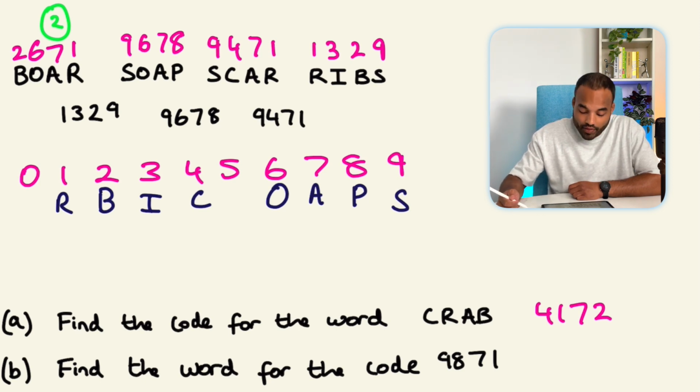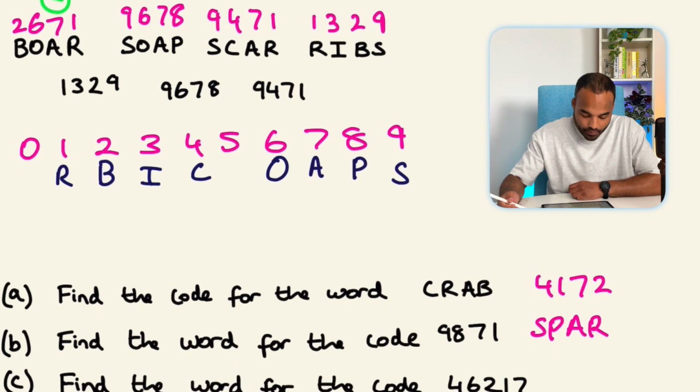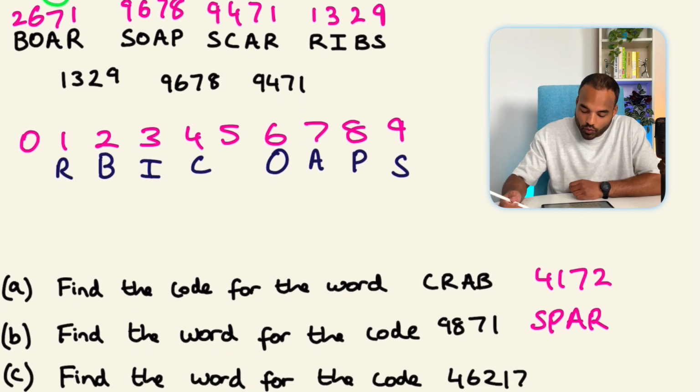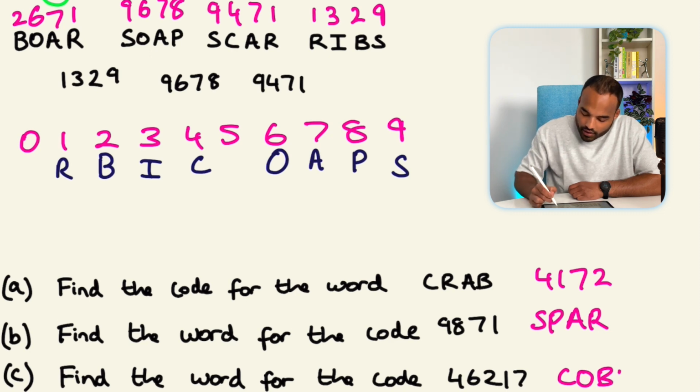Question B, find the word for the code 9871. So if you look at your magic box, 9 is S, 8 is P, 7 is A, and 1 is R, SPAR. And the last question, find the word for the code 46217. It's going to be a 5-letter word. So 4 is C, 6 is O, 2 is B, 1 is R, 7 is A.